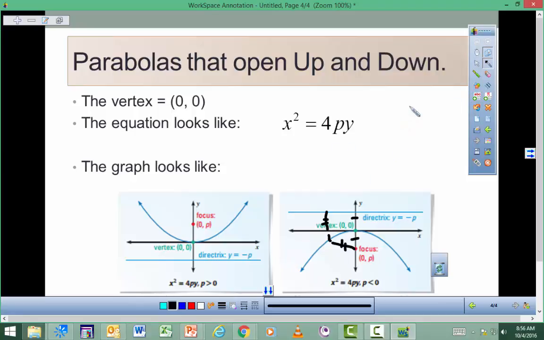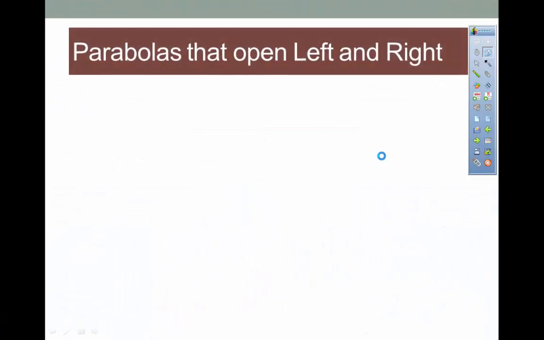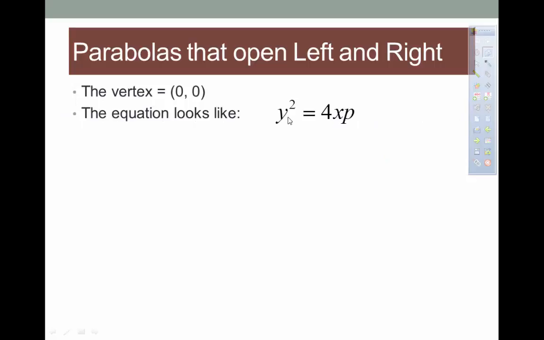Fascinating stuff. Okay, so let's get more into this because there's more fascinating stuff. We have to learn how to graph these. Now, in the previous chapter, chapter 1, we did not have any parabolas that opened up left or right. But all we need to do to open them left and right is switch the variables around. So you'll notice now the equation is y squared equals 4xp.